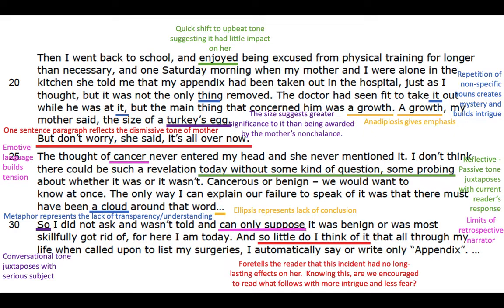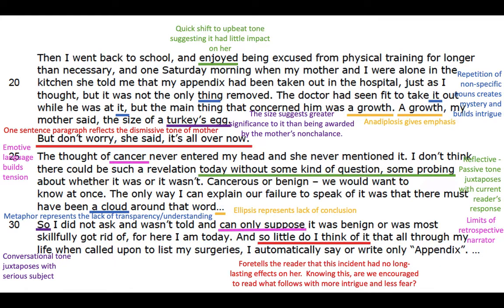Now, if you're not sure what a turkey's egg looks like, then maybe have a quick Google and see what size it is in relation to a chicken's egg, because it's significantly larger. So that size suggests actually that it is of significance, this growth, and that the mum is really playing down how serious this is with her nonchalant tone. And what I mean by that is, look how dismissive she is and how kind of flippant, like, oh, but don't worry, she said, it's all over now. That one sentence paragraph really creates this dismissive tone and the conversation's over.